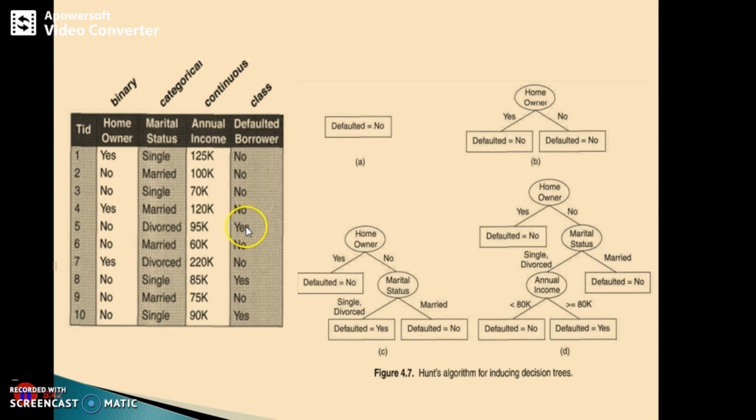Majority of the records are belonging to what? Class yes. So single we found there are 2 records belonging to class yes. Divorced we found 1 record belonging to class yes. So here you can find homeowner is equal to no, marital status single and divorced, there are majority of the records which are belonging to class yes. So we have added here the leaf node as defaulted is equal to yes for this particular left subtree. Okay, I hope you all understood this.